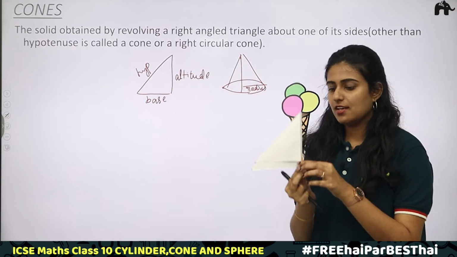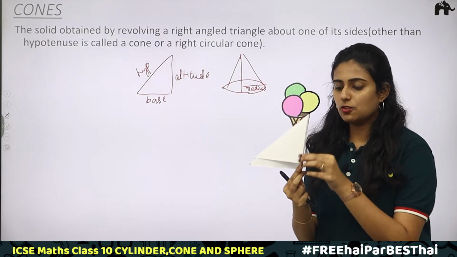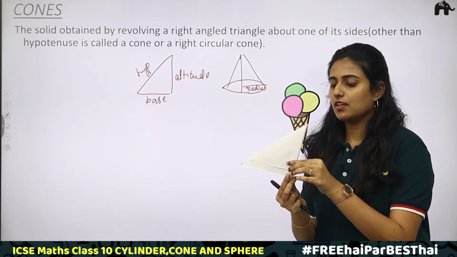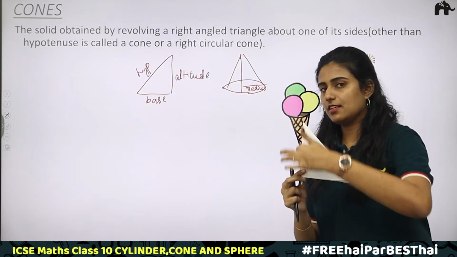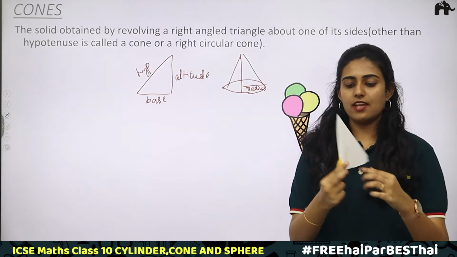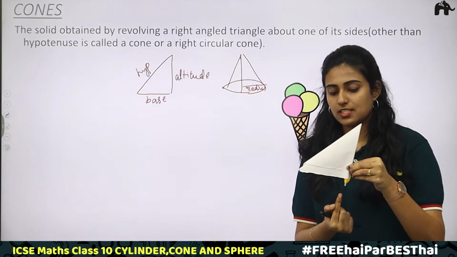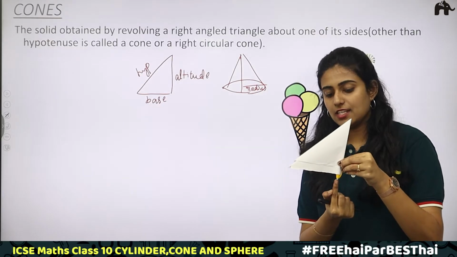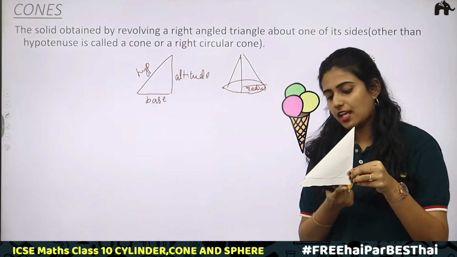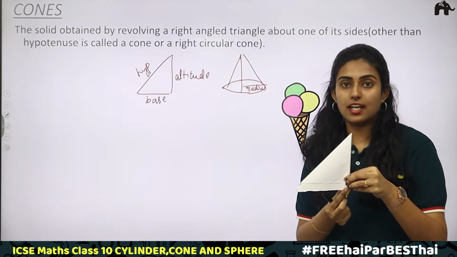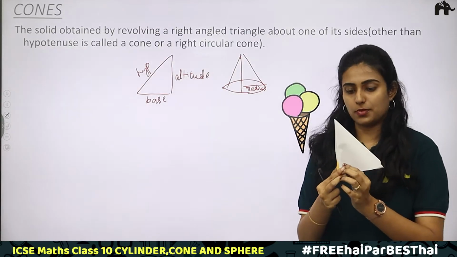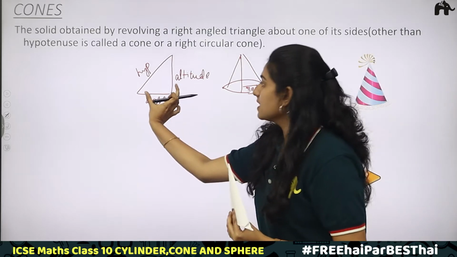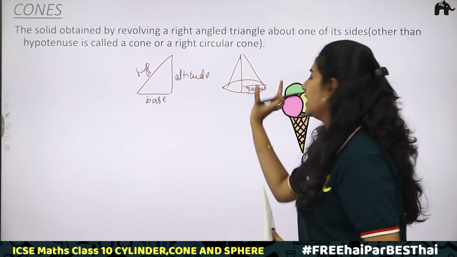Just observe here. I am holding this cone. This is my right triangle. This right triangle, here we have the height, and when I am rotating this pen, the edge is the center and this length is the radius of the cone which is formed. Base of cone that is formed. Clear? So the base becomes the radius.